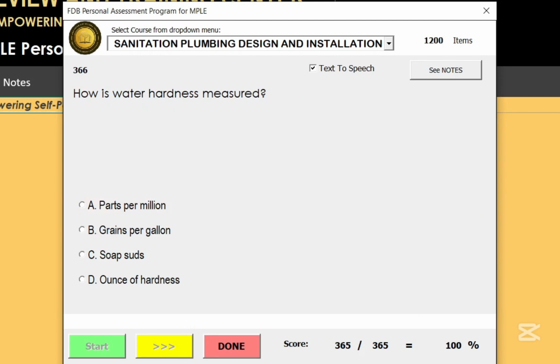How is water hardness measured? A. Parts per million. B. Grains per gallon. C. Soap suds. D. Ounce of hardness. Please pick your choice.